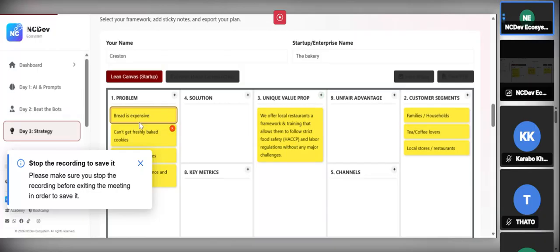Unique value proposition for our families and our tea lovers. We can add freshly baked goods.